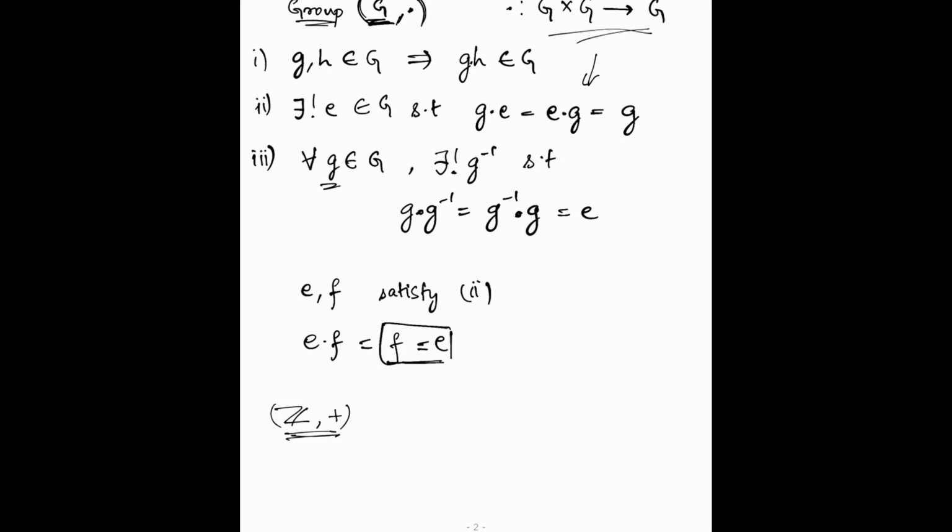So that when they get added, they give 0. The integers are a special group because this addition is commutative: m plus n equals n plus m. Now, how is this related to symmetry in general?